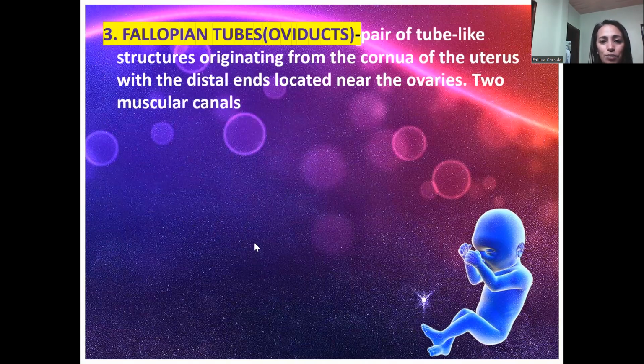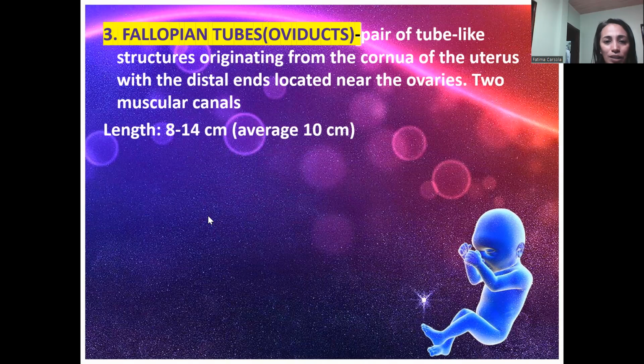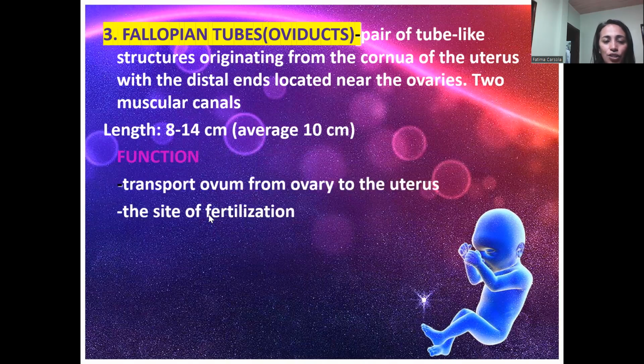For the fallopian tubes, they are both moving, okay? The length of the fallopian tube averages 10 centimeters. The function is the transport of the ovum from the ovary to the uterus. So, wala pa namang naglakad na ovum, right? So, you have to have that moving fallopian tube para mag-transport ng ovum from the ovaries into the uterus. And it's the site of fertilization, particularly your ampulla.